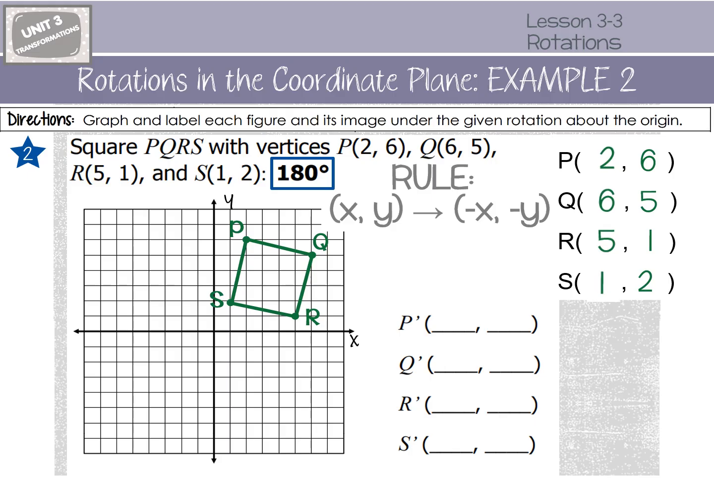And let's look at our pattern. We take our x's from our pre-image and they go in the x spot but change signs. We take our y's from our pre-image, they go in the y spot and we change their signs. So P prime's at the point negative 2, negative 6. Q prime's at negative 6, negative 5. R prime's at negative 5, negative 1. And S prime is at the point negative 1, negative 2. And there is our image under a 180 degree rotation of our original square, PQRS.